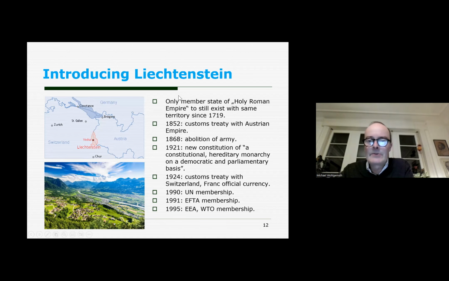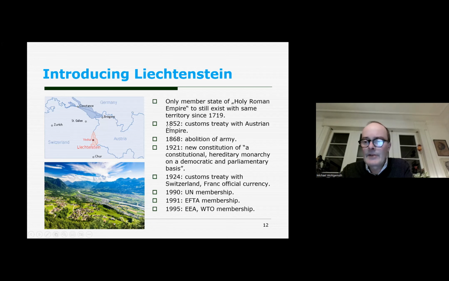A little bit of history, perhaps. It's in fact the only member state of the Holy Roman Empire, which was neither holy nor Roman nor an empire, but you've seen it on the map there, to still exist with the same name in exactly the same territory for over 300 years. And it always had alliances. As you can see, it borders Austria and Switzerland.